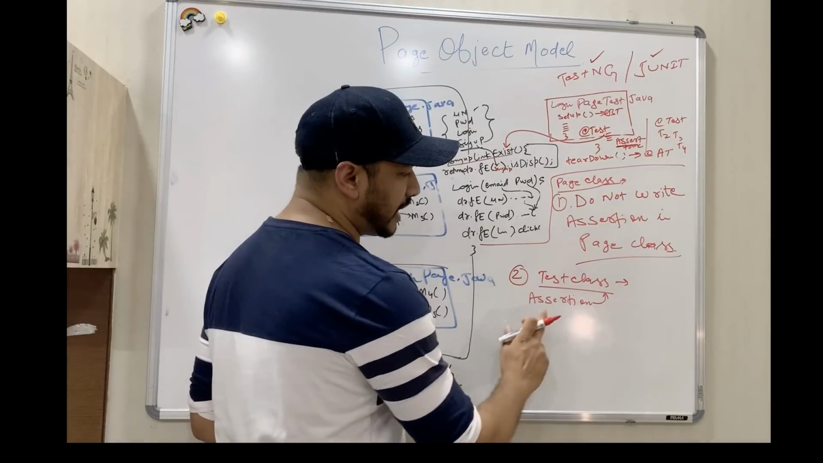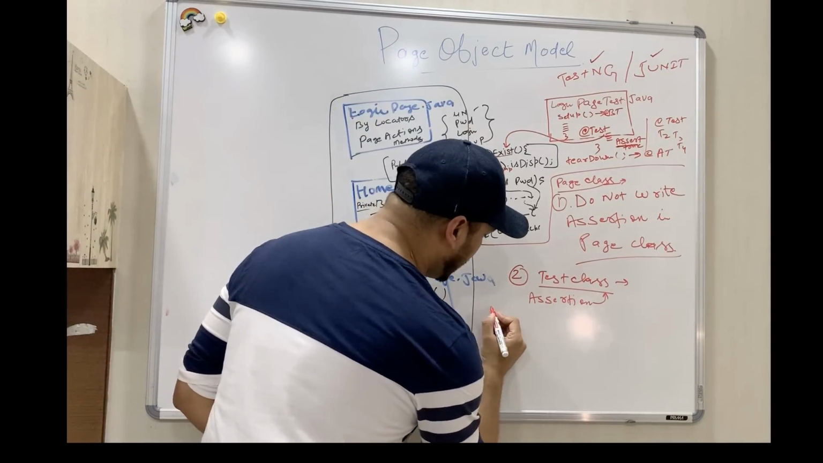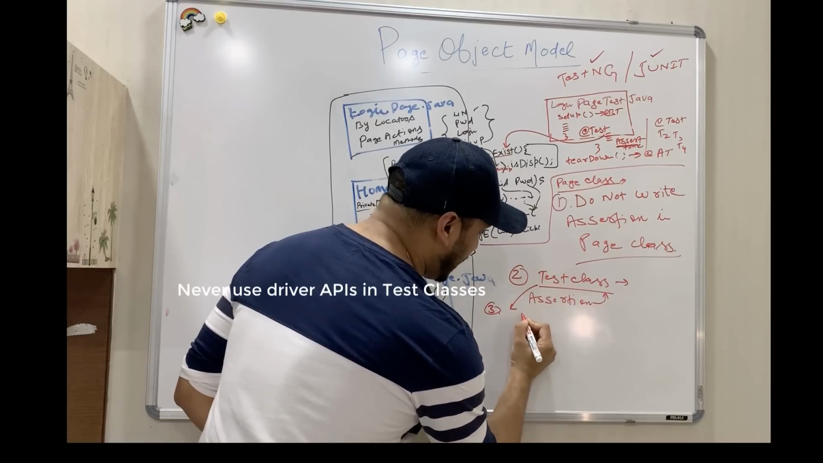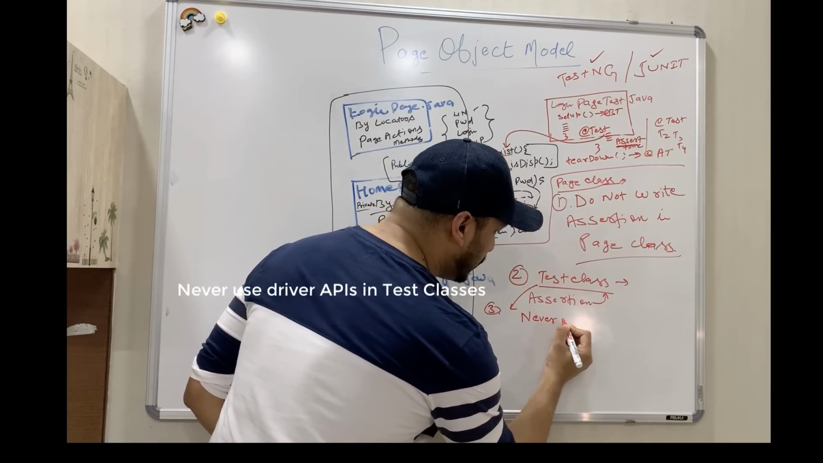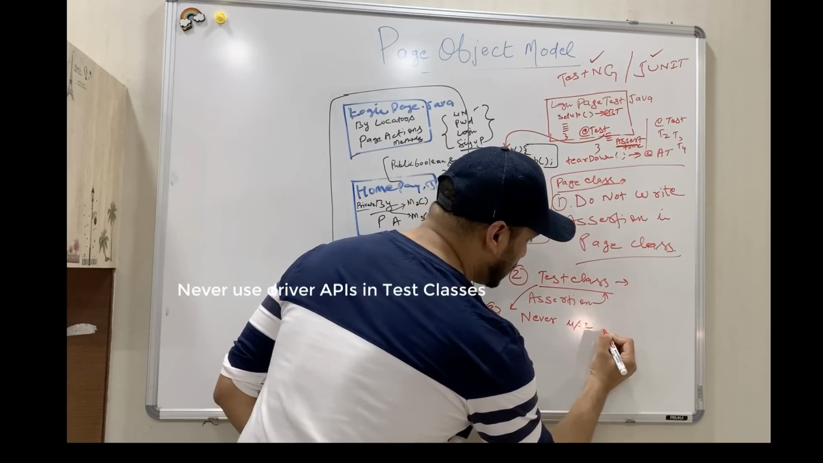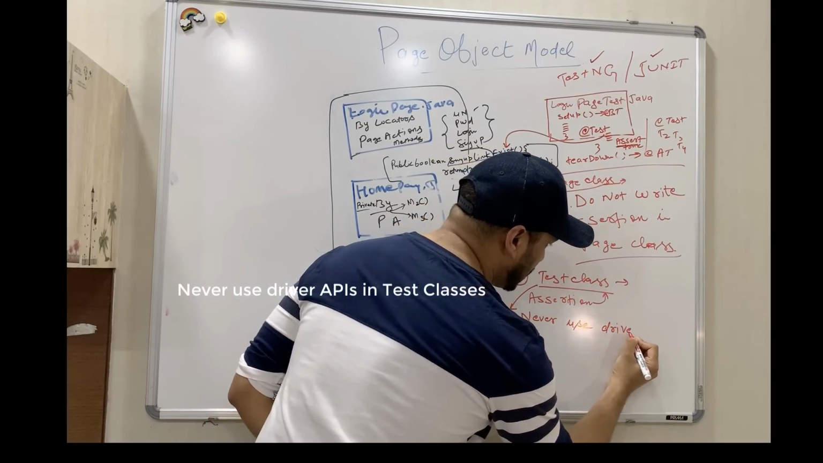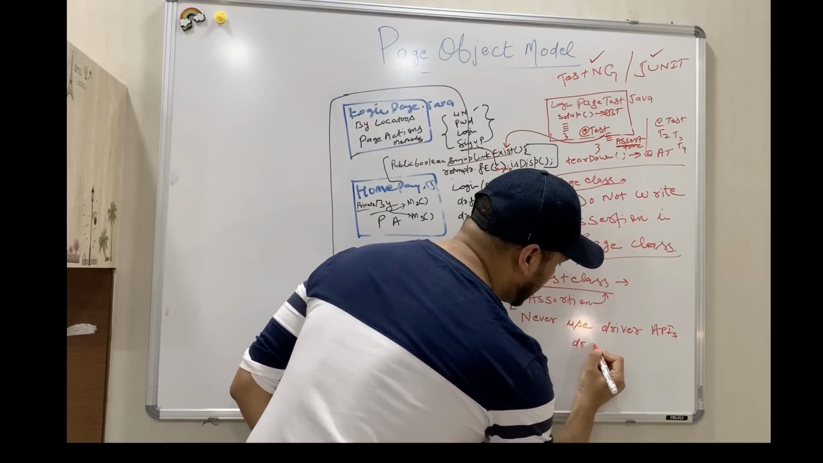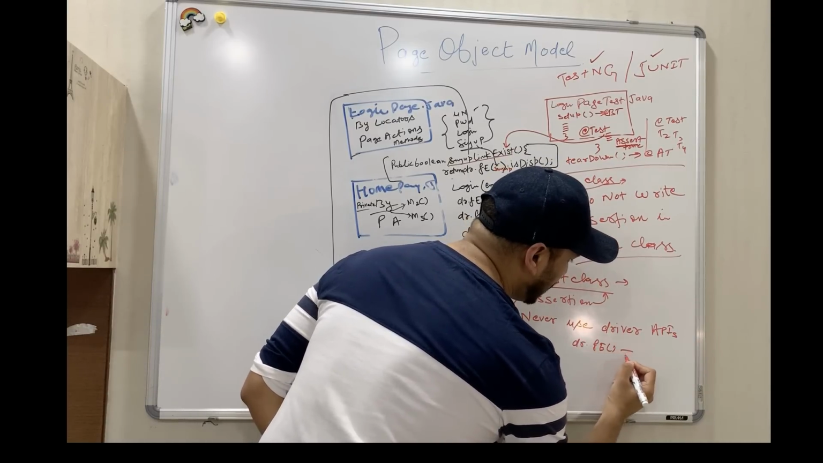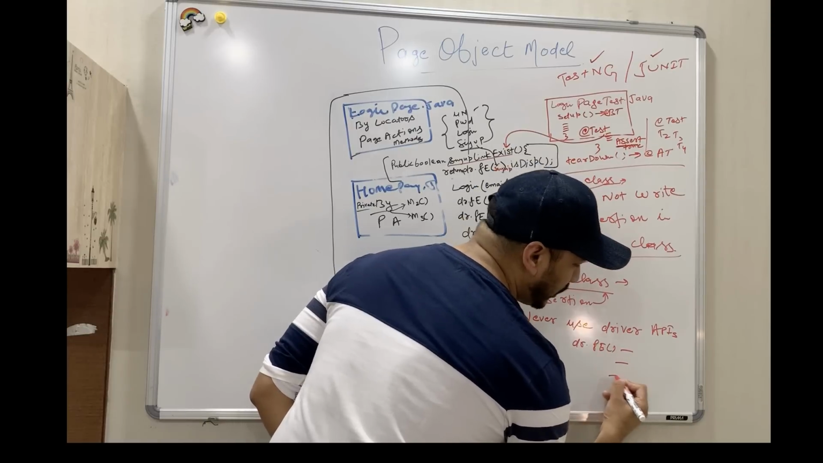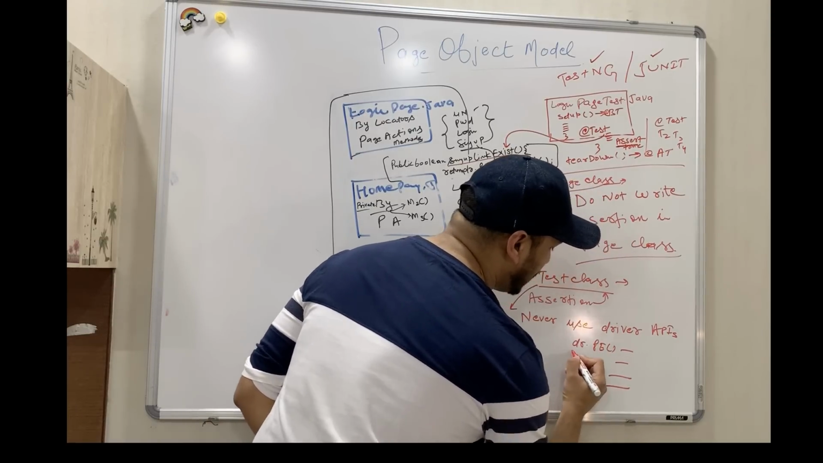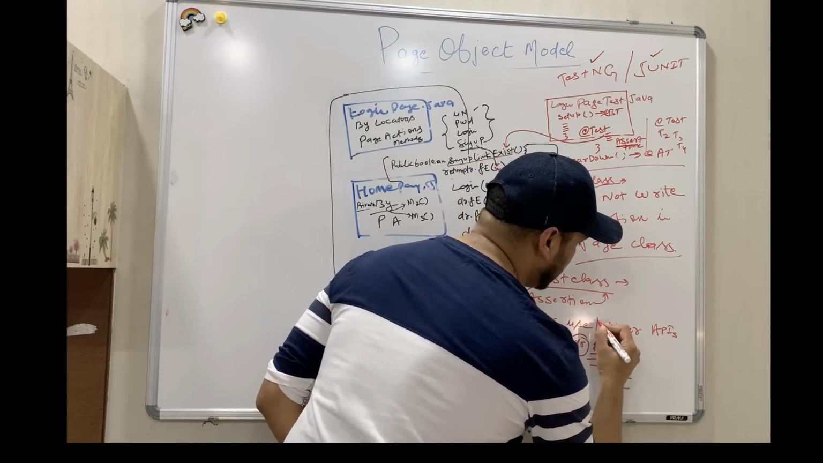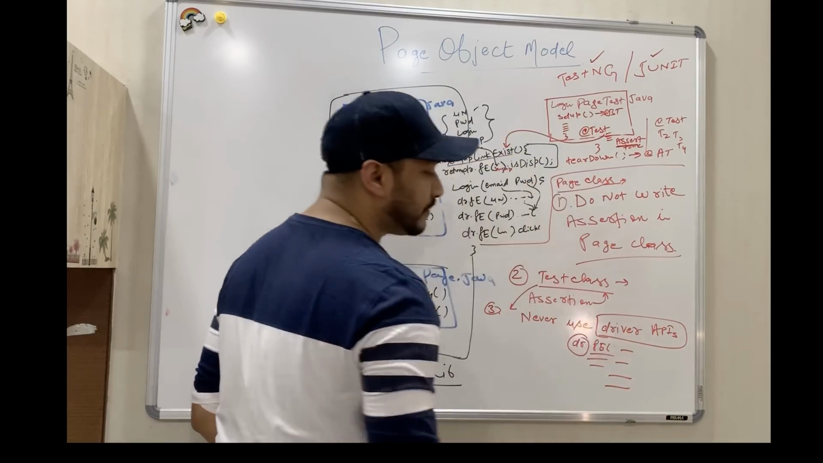Test class should have only assertions. The third rule is, in the test class, never use WebDriver APIs. It means do not use driver.findElement, .click, .sendKeys, .isDisplayed or .getText. Do not use your driver APIs over here, in your test class.